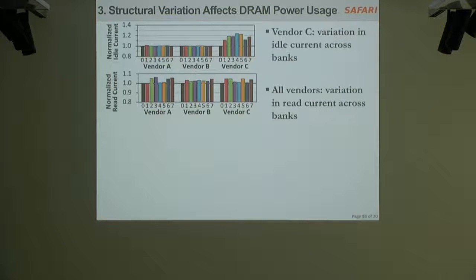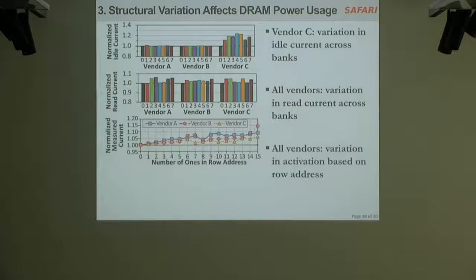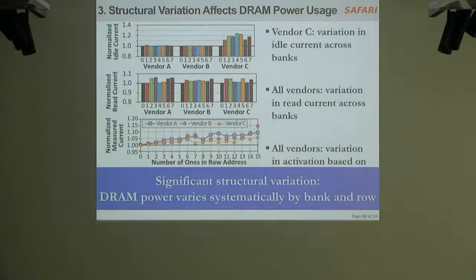If you look at the data sheets, they specify at least 9 or 10 of these currents. And that's how we do the power measurement. We look at these currents. There's a data sheet specified current, and there's a current that we can measure with our infrastructure. And this is also interesting. There's some variation you can see in terms of the activation power, and this is based on the row address. Somehow there's spatial variation based on the rows in the DRAM in terms of power. So basically, the takeaway is there's significant structural variation. DRAM power varies systematically by bank and row.